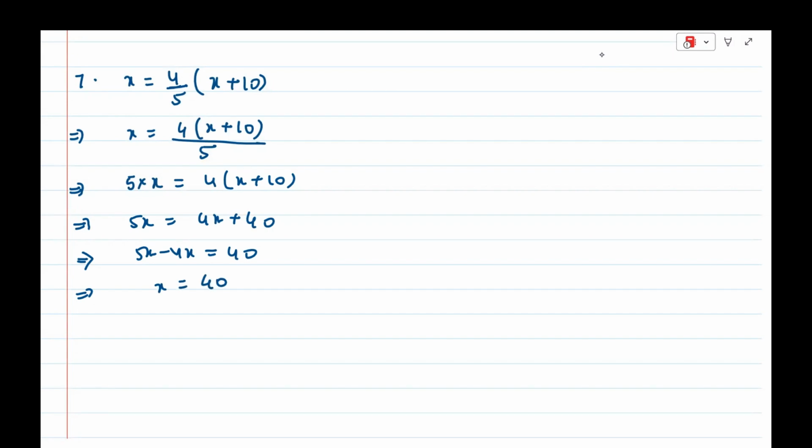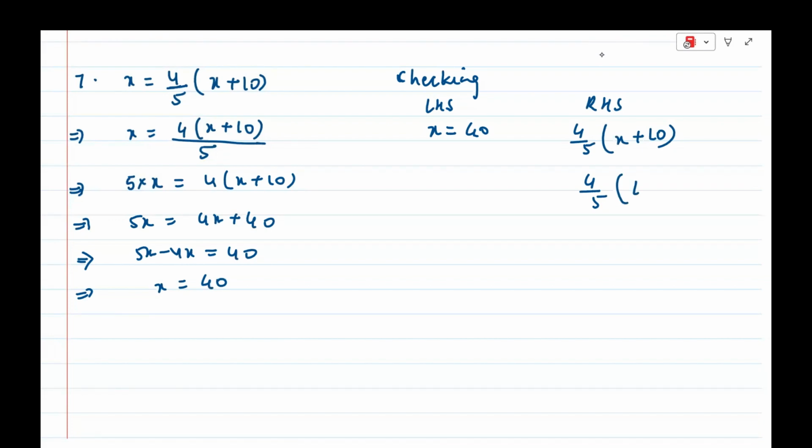Checking part. So I'll do checking here. Left hand side, x is equal to, left hand side is x and whose value is 40. Right hand side, I got the term 4 by 5 into x plus 10. Substitute the value. So 4 by 5, x is 40 I got and plus 10. So 4 by 5, 40 plus 10 is 50. I can do cutting over here. 5 ones are 5 tens are. 4 into 10 is 40. As both sides are equal, our answer was correct.